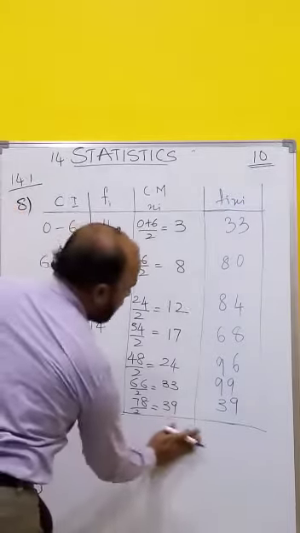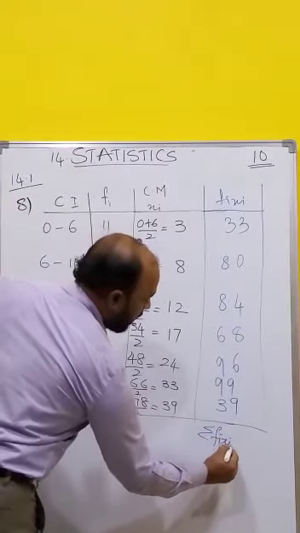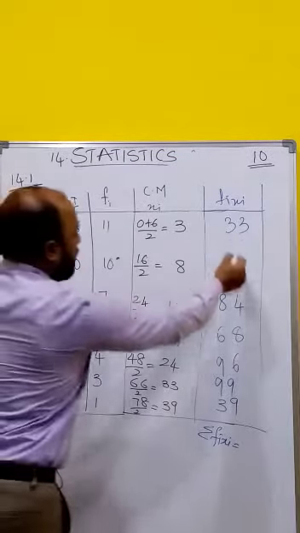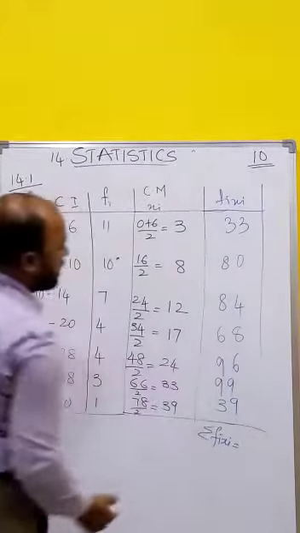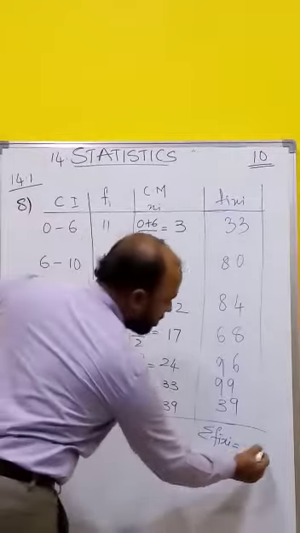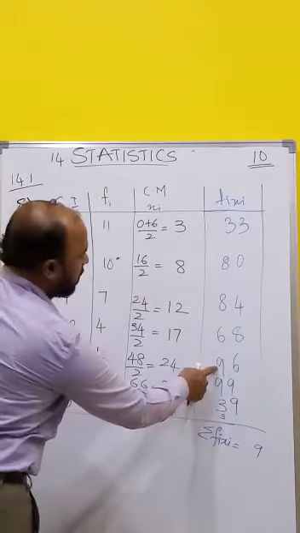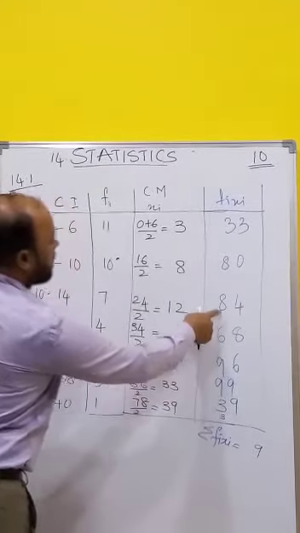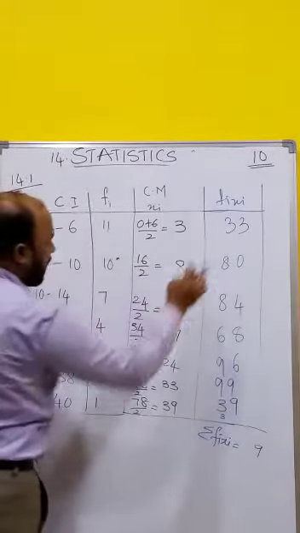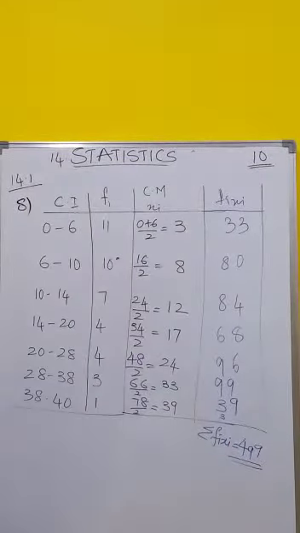Now we have to find sigma fi xi, the summation of fi xi. Add the terms now. 33 plus 80, 113 plus 84, 197, plus 68, 265, plus 96, 361, plus 99, 460, plus 39, 499. Sigma fi xi value is 499.